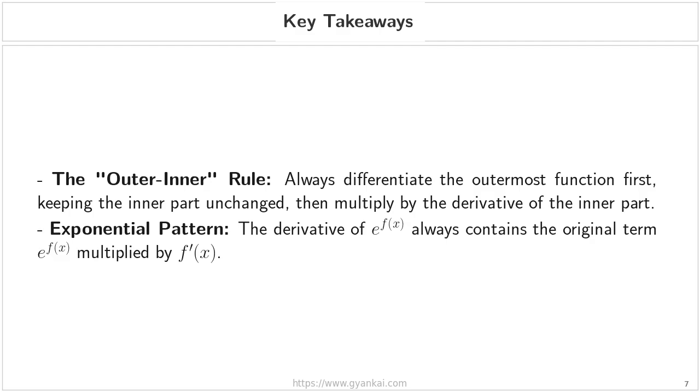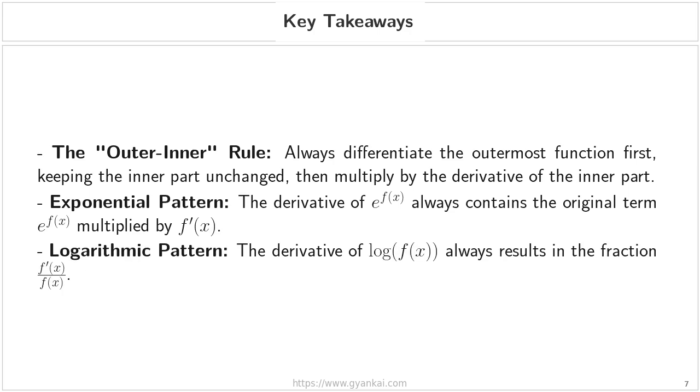When we apply this specifically to exponential functions, you will notice a predictable pattern. The derivative of e raised to the power of f of x will always contain the original term, e raised to the power of f of x, multiplied by the derivative of f of x. This is the same pattern we observed in our earlier examples with the negative x and cosine x exponents. Similarly, for logarithmic functions, there is a very useful shortcut. The derivative of the natural log of f of x always results in a fraction, where the numerator is the derivative of f of x and the denominator is the original function f of x.